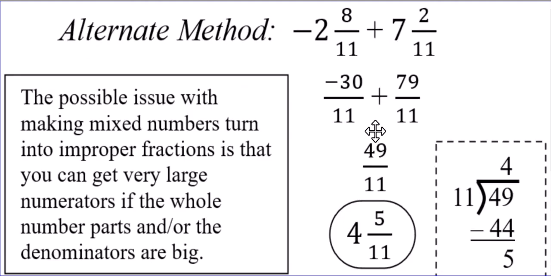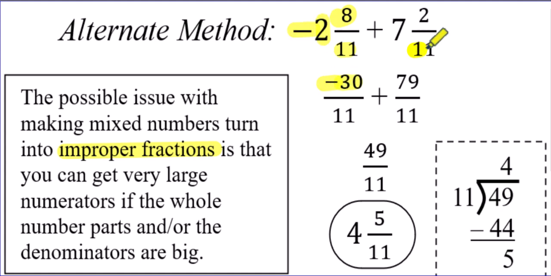Now, there is an alternate method if you don't want to have to worry about borrowing with mixed numbers ever. An alternate method would be to make them improper fractions. Now, improper fractions is when you have a numerator that is bigger than the denominator. And the way you can get that is by taking the denominator times the whole number part, ignore the negative for now. 11 times 2 is 22. Then add the numerator, plus 8. 22 plus 8 is 30. And then you would throw the negative back on in front.